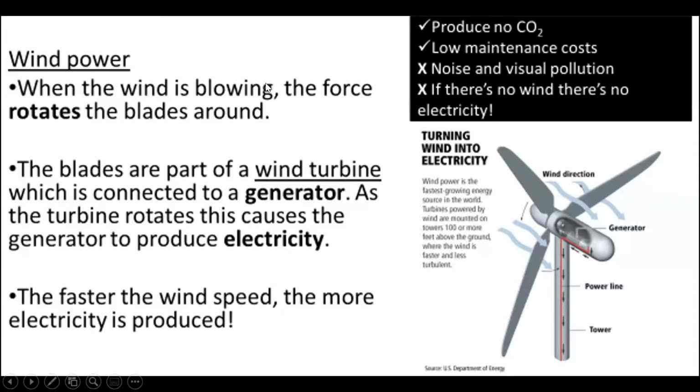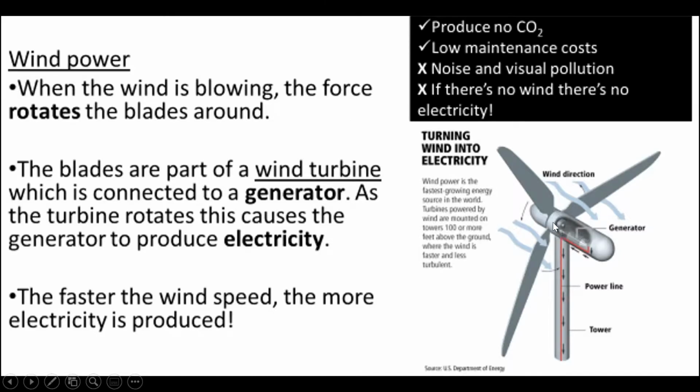So wind power. Obviously you need wind. When the wind is blowing, the force rotates the blades around. The blades are at a certain angle for the optimum rotation. You actually want the blades to rotate fairly quickly. These things are about 100 foot tall. It's the fastest growing source in the world, especially in the UK. Definitely the fastest growing now.